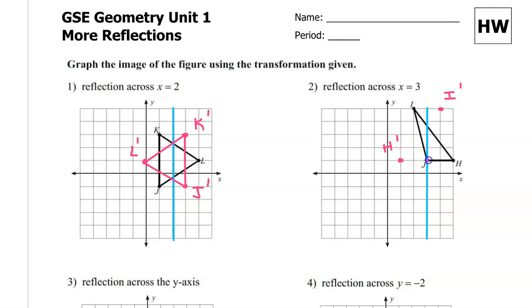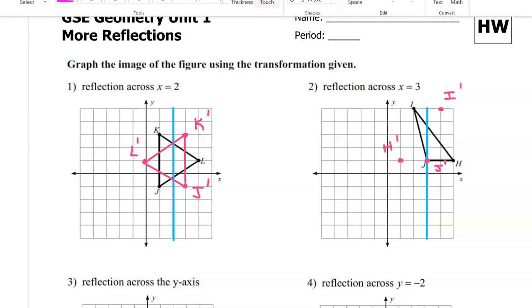Notice that the point J is right on the reflection line. When you have a point on the reflection line, it will not move. So J prime will be in the same spot as point J. And then we will draw the triangle.